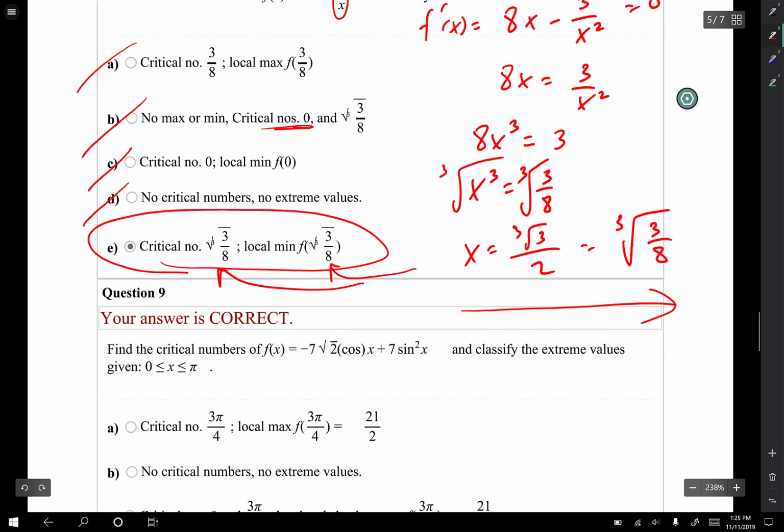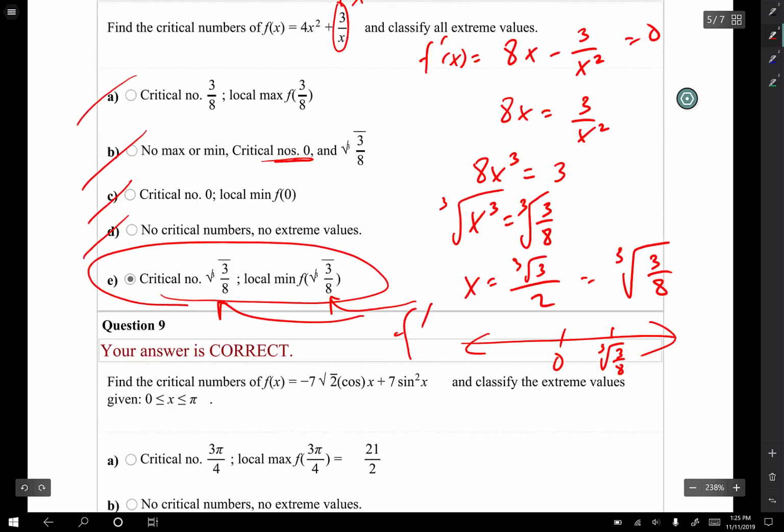If you do the number line, here's f prime, here's 0, and here is the cube root of 3/8. Let's see. If I plug in a negative number, I'm plugging it into this one right here. If I plug in negative 10, this will be negative. If I plug in a 0.00001, that's going to be a huge number because of this guy. So that's going to be negative. And if I plug in 10, 8 times 10 is 80 minus 3 over 100. 3 over 100 is really small. So I'm going to get positive. So notice right here, it goes from negative to positive. So that is a min. So there it is, local min.